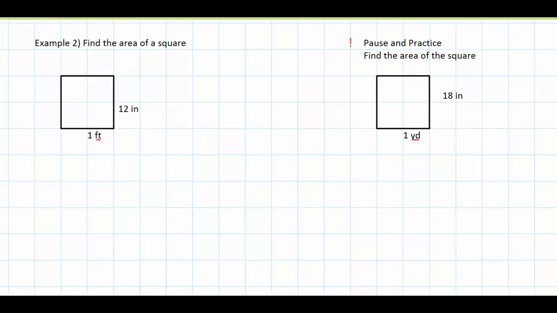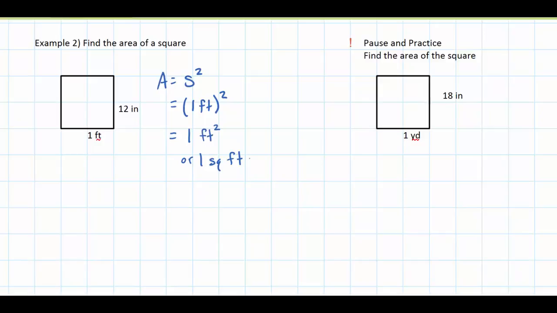Example 2 says, find the area of a square. So notice we have a square with sides of 1 foot and 12 inches. Well, 1 foot is equal to 12 inches, so the sides are equivalent. So if we want to find the area in feet, we would just square one side. So this would be 1 foot squared, and that would be 1 square foot. They both mean the same thing.